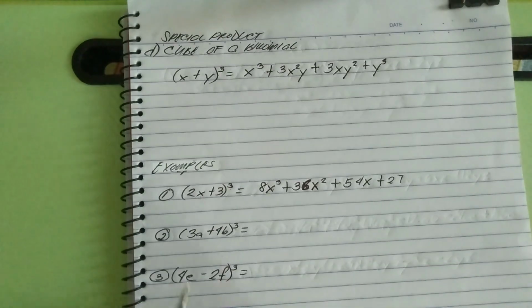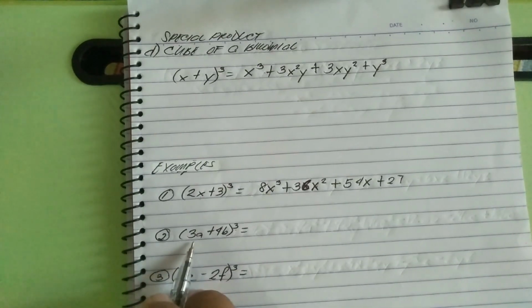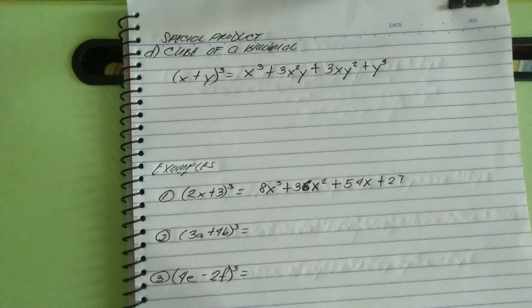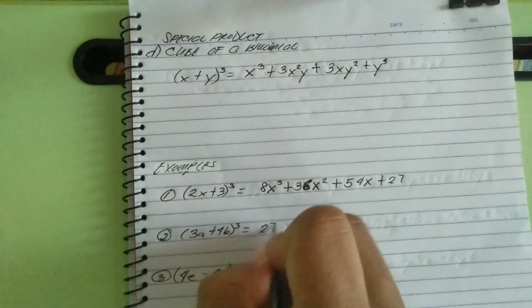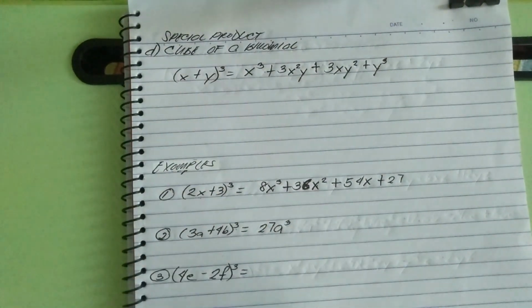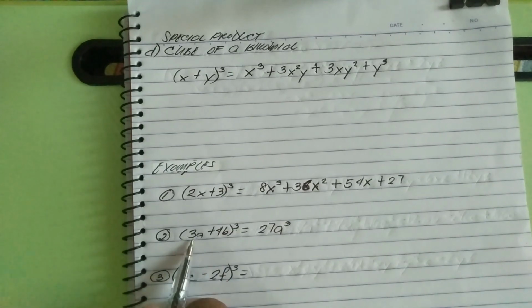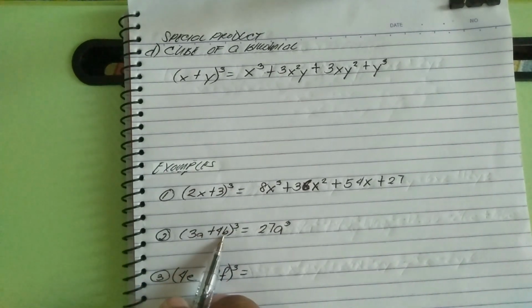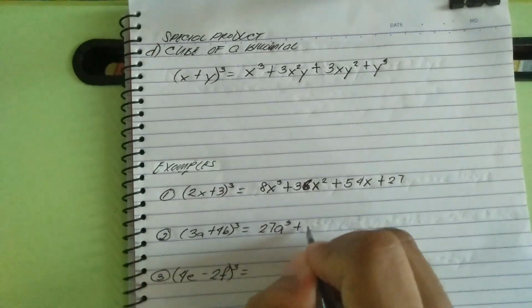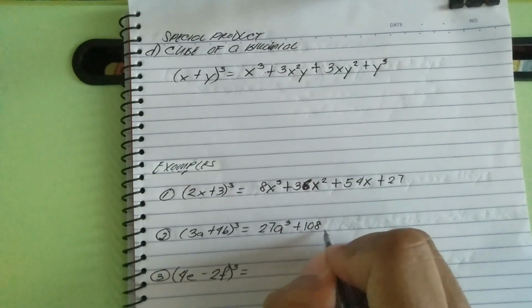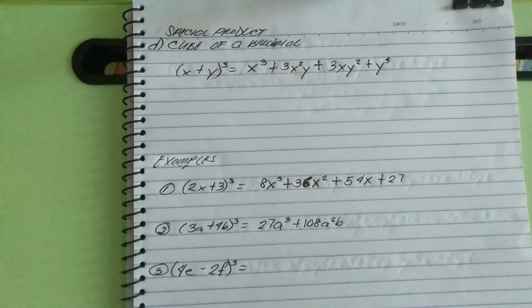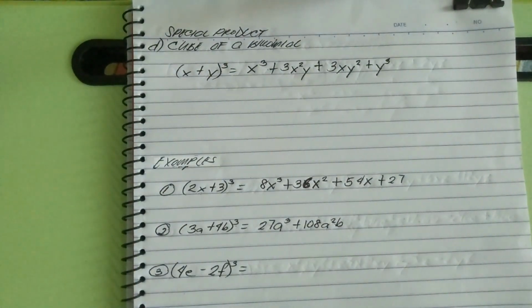Okay, we have cube the first term, 3a cube. We have 27a cube. Next, square the first term times second term times 3. 9a squared times 4b times 3. The answer is plus 108 a squared b. Okay po? Next.